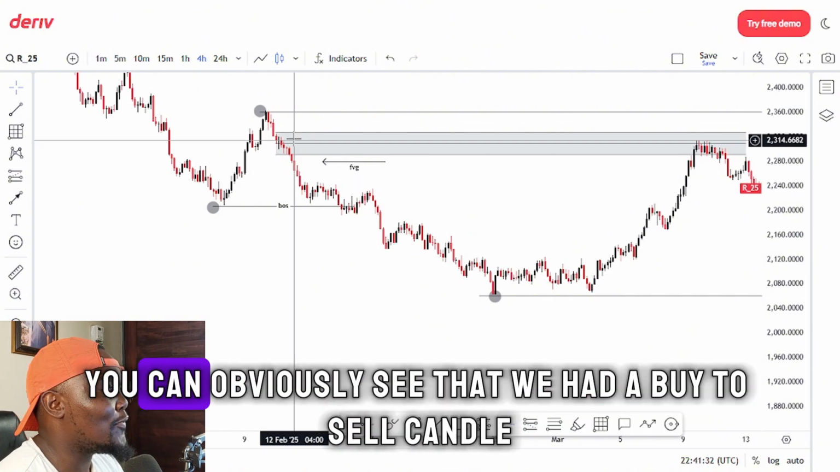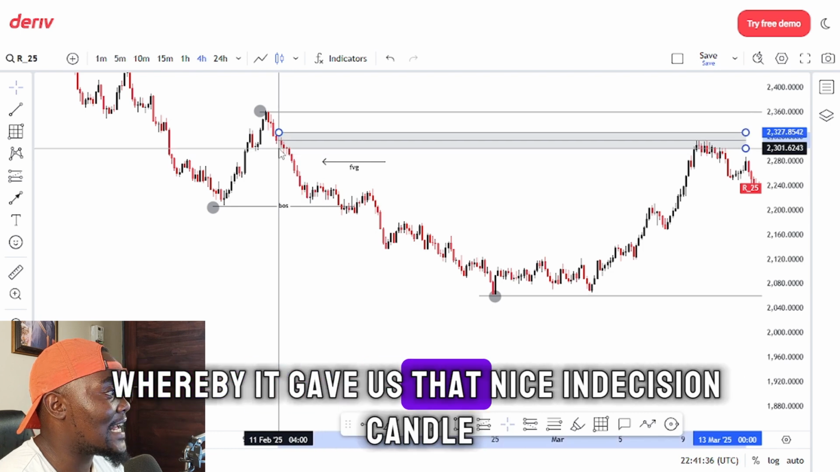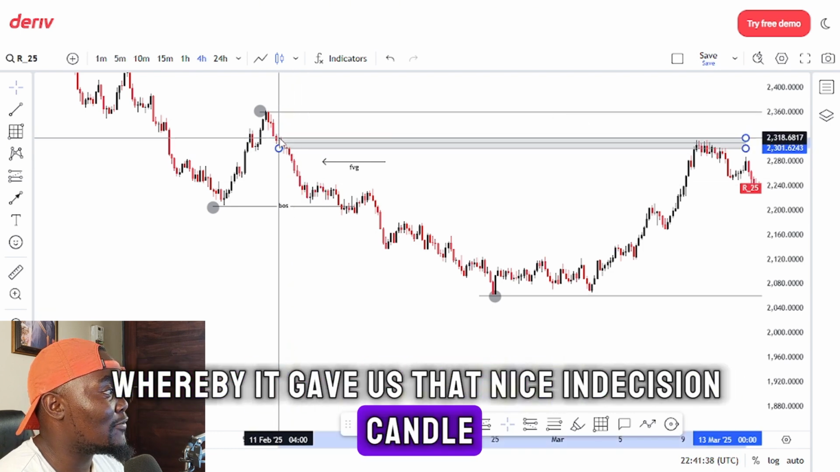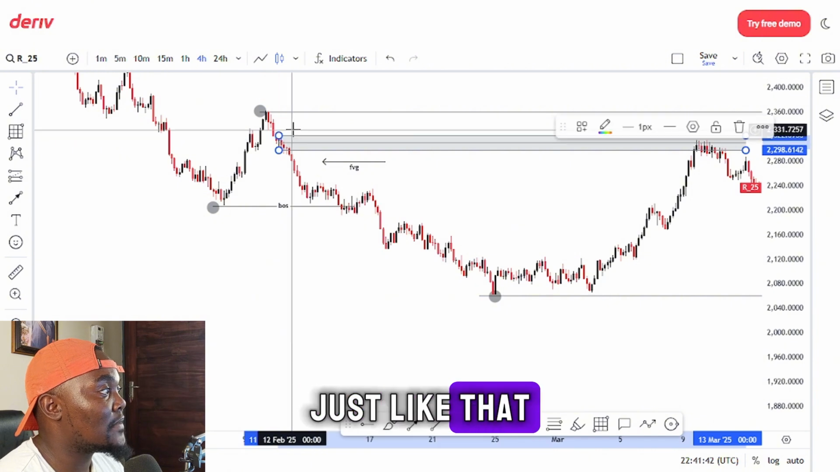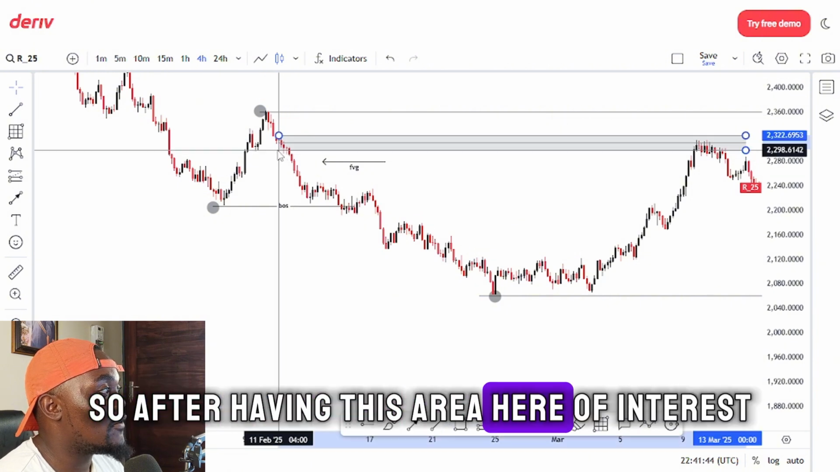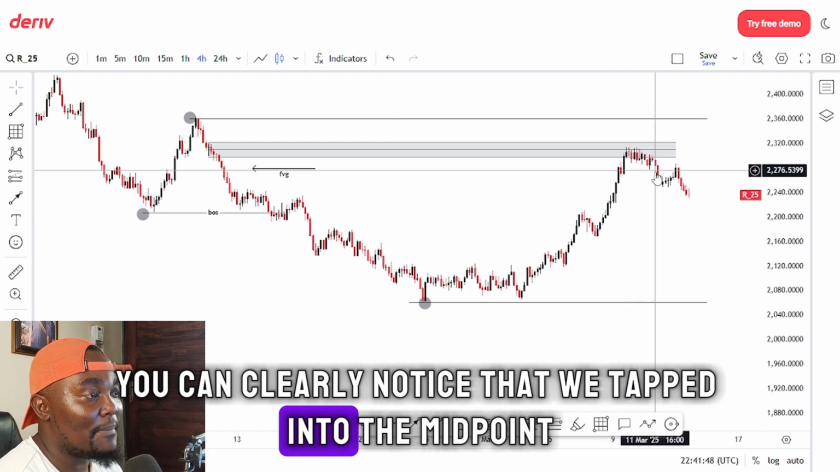So on the 4-hour time frame, what you can clearly notice is that right at that area, you can obviously see that we had a buy to sell candle, whereby it gave us that nice indecision candle, of which we talked about in the previous video. So after having this area of interest, you can clearly notice that we tapped into the midpoint, guys.